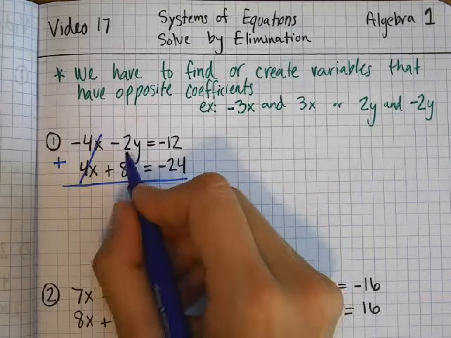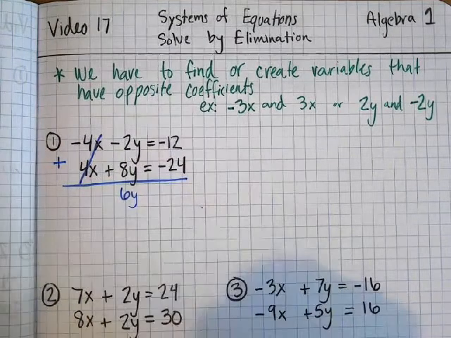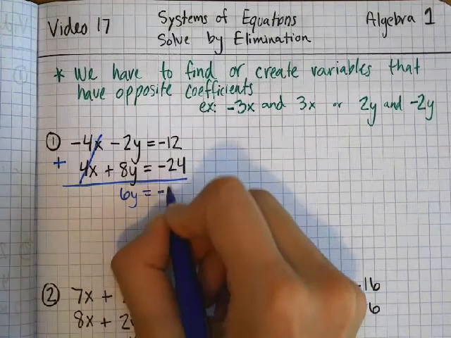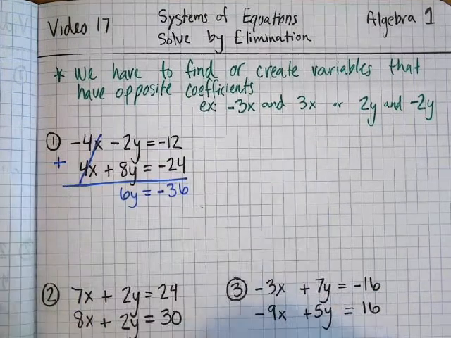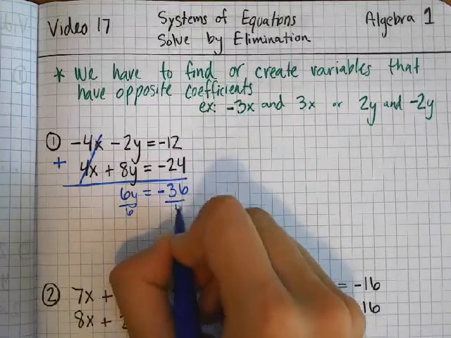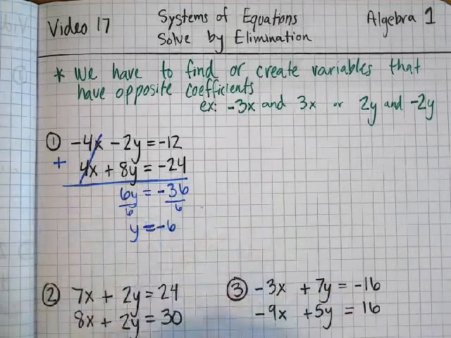And when I add my negative 2y and my 8y, I get 6y. And when I add negative 12 and negative 24, I get negative 36. And now I can solve, okay? I divide by 6, and y equals negative 6.